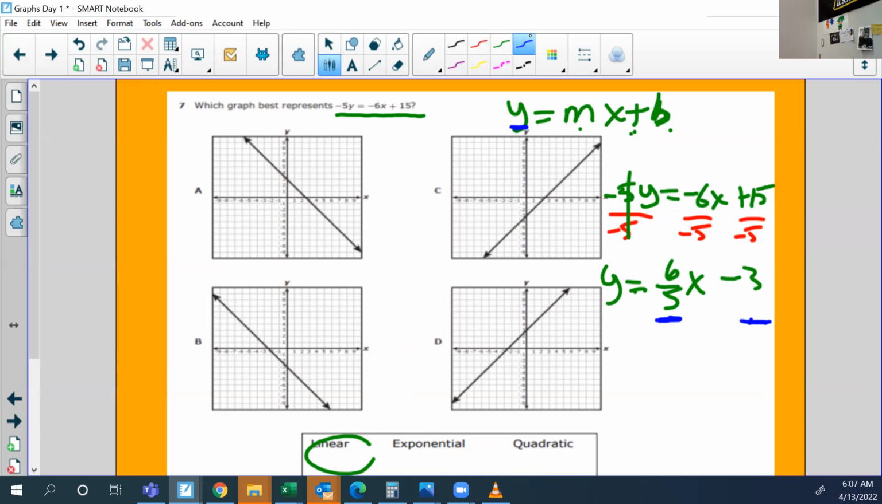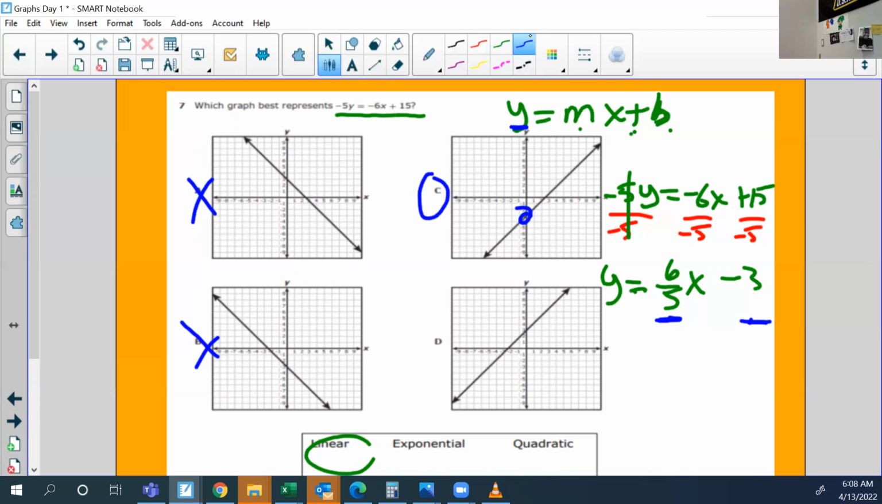So look at the equations, look at the graphs now. My slope is positive. Therefore, I can cancel A and B. Those are negative. So that leaves me C and D. Okay, then look at the y-intercept now. Which one has a y-intercept of negative 3? See that? So C is the answer.